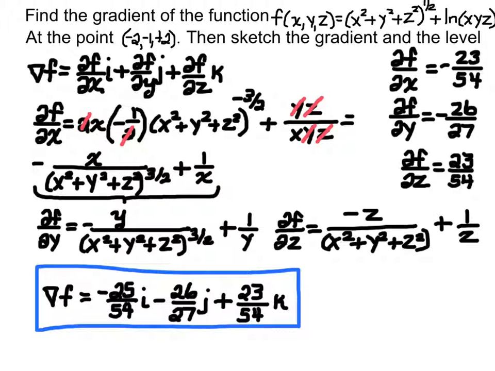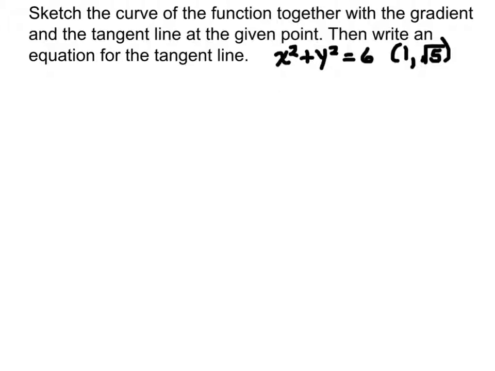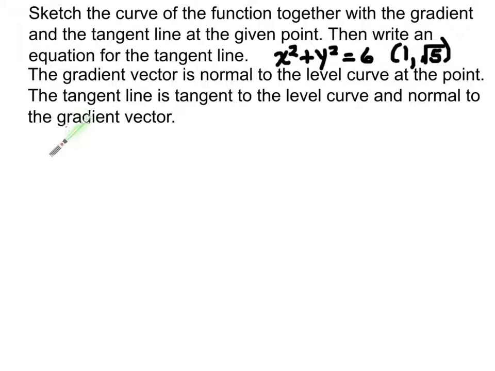Here's another example. In this example, we're going to sketch the curve of the function together with the gradient and the tangent line at a given point. Then we're going to write the equation for the tangent line. Here's the function, x squared plus y squared equals 6, which is a circle, and here's the point. The gradient vector is normal to the level curve at the point, and the tangent line is tangent to the level curve and normal to the gradient vector.